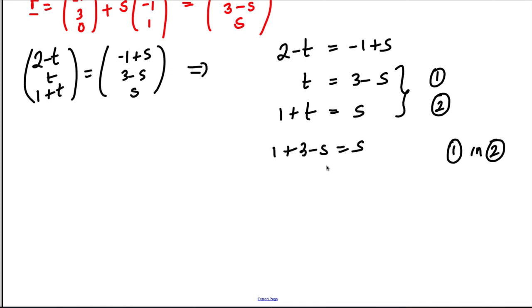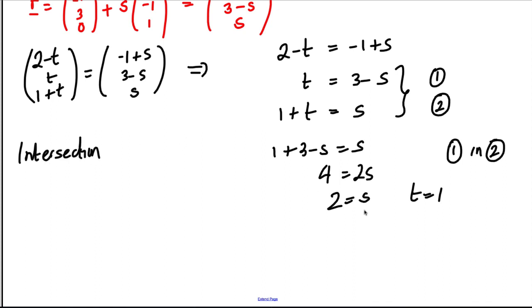Add s to both sides, I'd get 4 is equal to 2s. So s is equal to 2. Using s is 2, I get t is 1. Now it wants the coordinates of intersection, so I could either put s is 2 in that or t is 1 in that. I should put them in both and check they're the same so I haven't made a mistake. If I put s is 2 in that, I get 1, 1, 2. If I put t is 1 in that, I get 1, 1, 2.